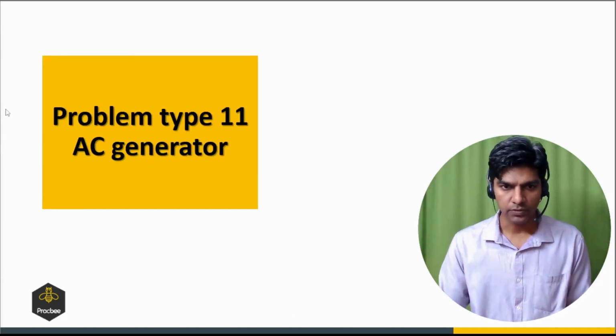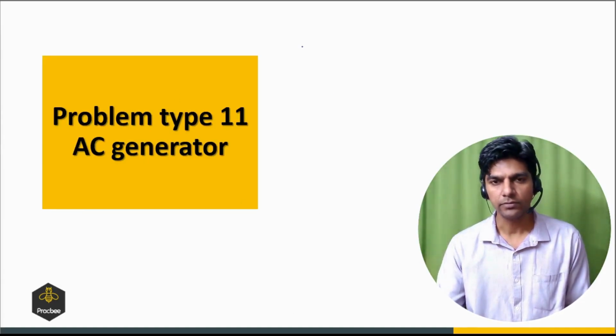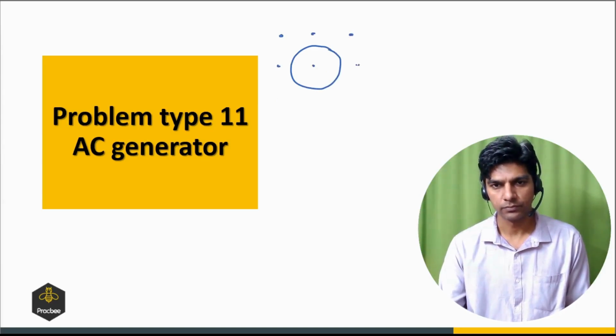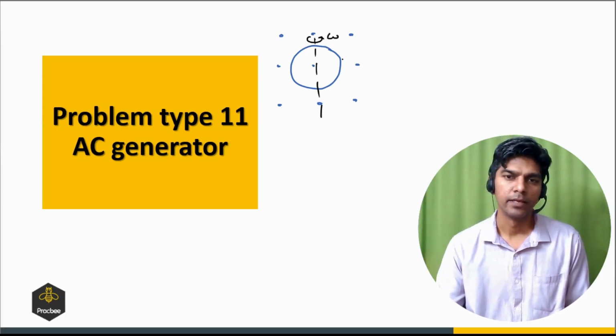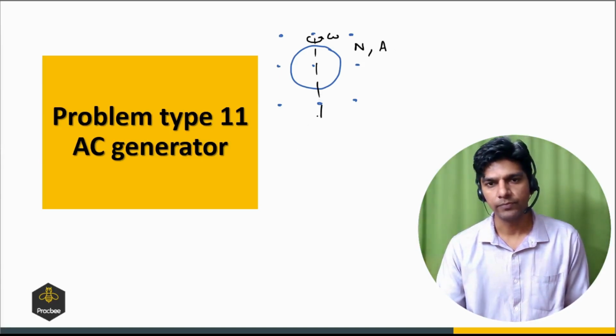Now the next concept is based on the AC generator. So here what concept we're going to use. Suppose we have a coil and it is placed in a uniform magnetic field, and we are rotating this coil about its diameter with a constant angular frequency, or you can say angular velocity omega. N is the number of turns, A is the area of this coil.